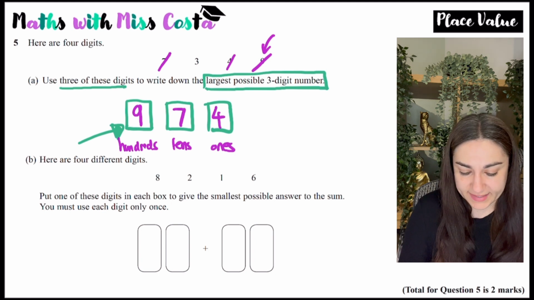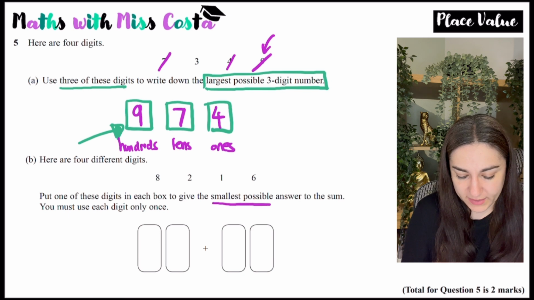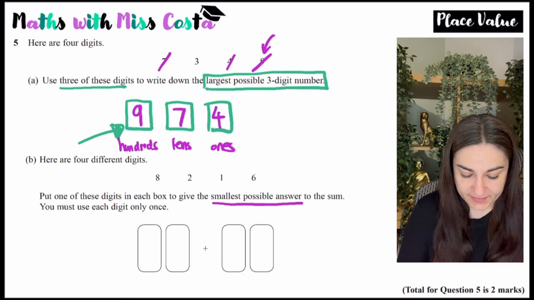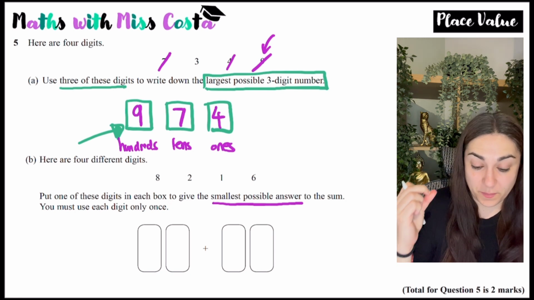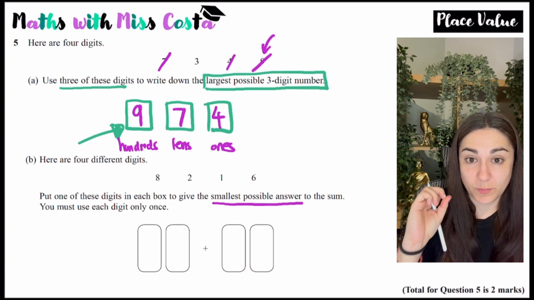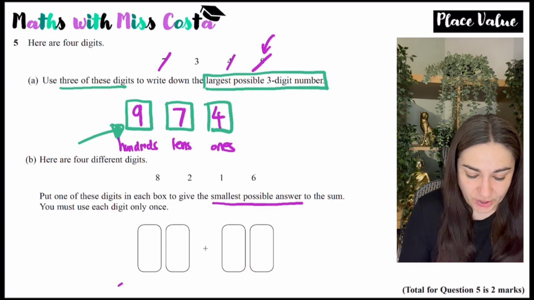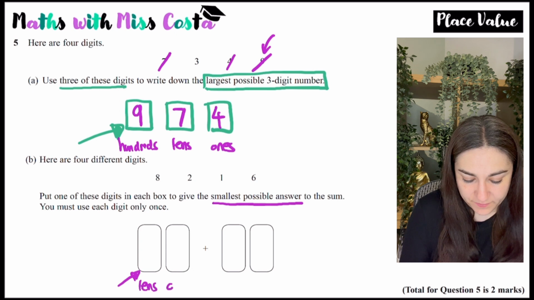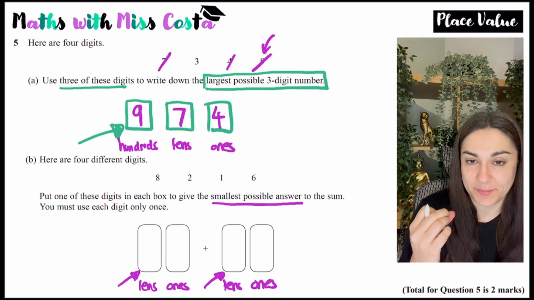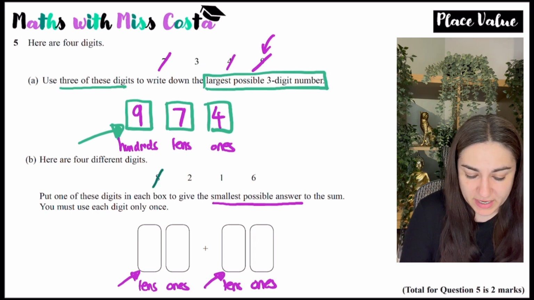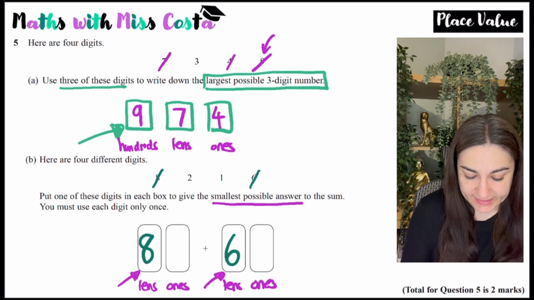to put one of these digits in each box to give the smallest possible answer to the sum, and I must use each digit only once. So I'm going to be adding, and I want my final answer to be the smallest possible value. So this is the tens column, this is the ones. In both of these cases, the tens is going to be the thing that has the most value. So again, I want to use my largest numbers in the tens column. So I'll put 8 and 6 there.